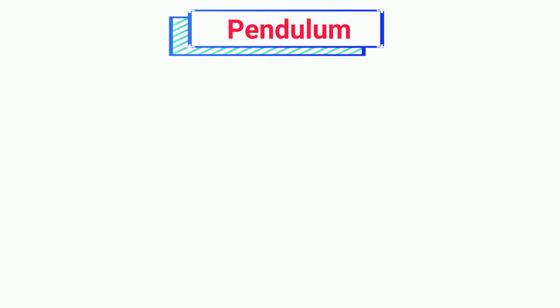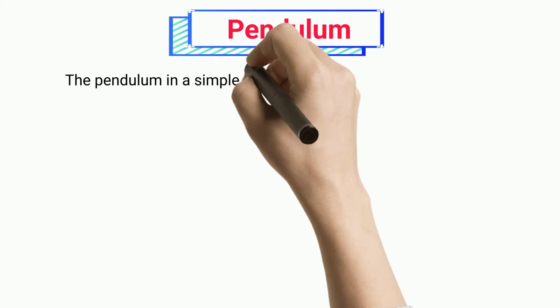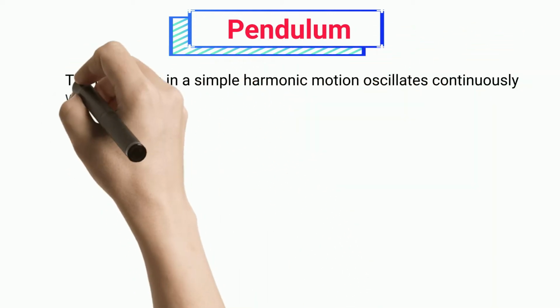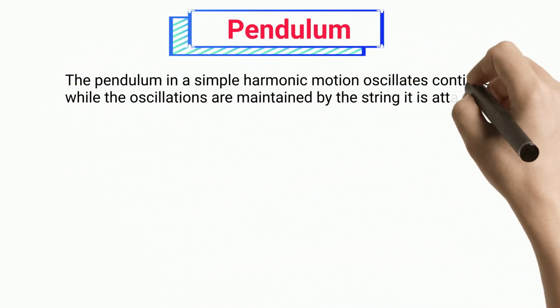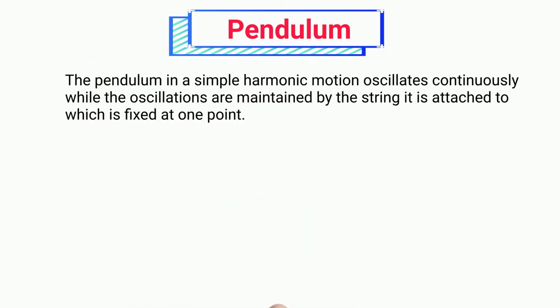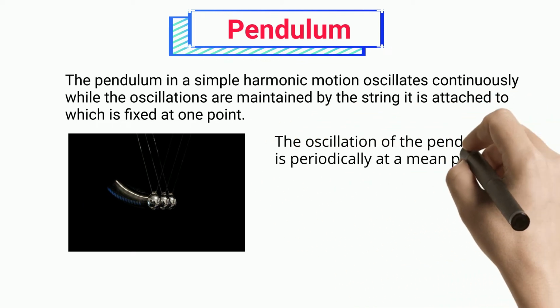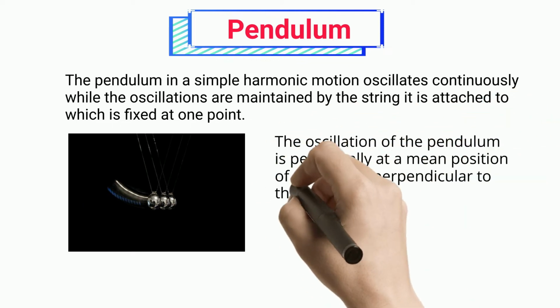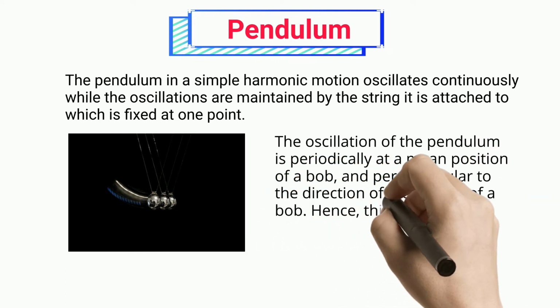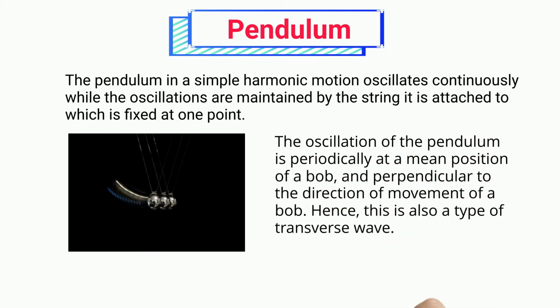Pendulum. The pendulum in a simple harmonic motion oscillates continuously while the oscillations are maintained by the string it is attached to, which is fixed at one point. The oscillation of the pendulum is periodic about the mean position of the bob, and perpendicular to the direction of movement of the bob. Hence, this is also a type of transverse wave.